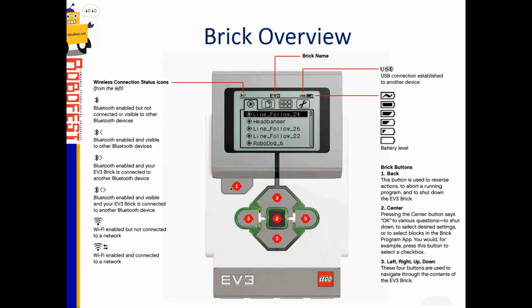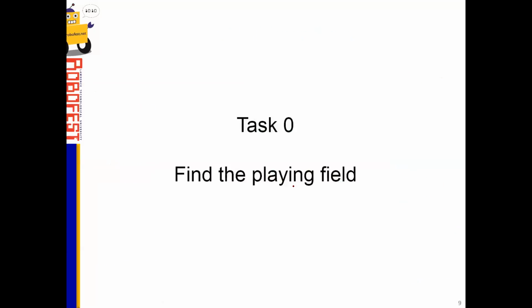You've got number 1, the back button. This is also used to back out of the menu system, or if your robot is running around uncontrolled and crazy, pick up your robot, hit the number 1 button, and that'll stop it. Button 3 is for scrolling left, right, up, down, and button 2 is the center button. Think of it like the enter button on your keyboard. And if you need help with that, watch some videos on the Lego website.